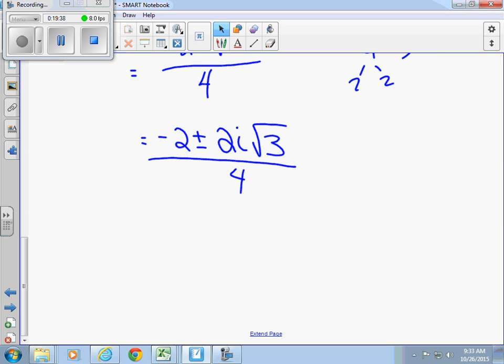Then you look at all 3 pieces that are left and see if you can divide anything out of all 3 pieces. Can we divide anything out of all 3? 2. That's 2. So I get negative 1.